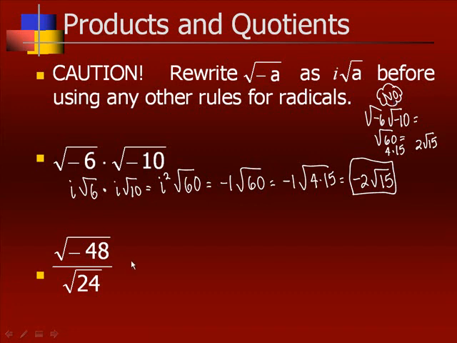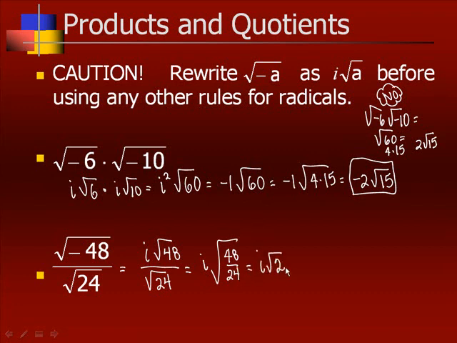Quotient this time. The square root of negative 48, the negative comes out as an i times the square root of 48, over the square root of 24. Now, if you remember your quotient rule, it says you can combine them, so that would be 48 over 24, both under the radical. Well, 48 divided by 24 is just 2, so we end up with i times the square root of 2.